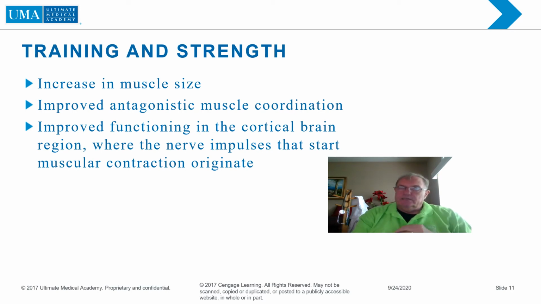Improved functioning in the cortical brain region and the nerve impulses that start the muscle contraction origination. So hand-eye coordination, right? Muscle memory. All these things are cortical brain regions that it can improve in your muscle, hand-eye coordination and muscle responses. So if you're studying, let's say, a lot of people say dance moves and things like that, but a lot of pens, it could be self-defense, like karate or judo, is doing the movements over and over again, and then learning to use them in a contact relationship.